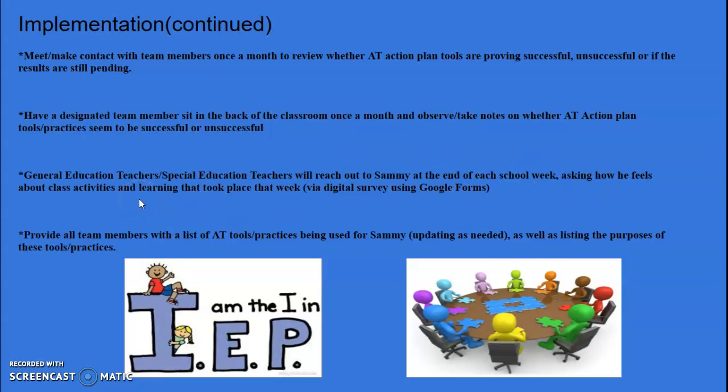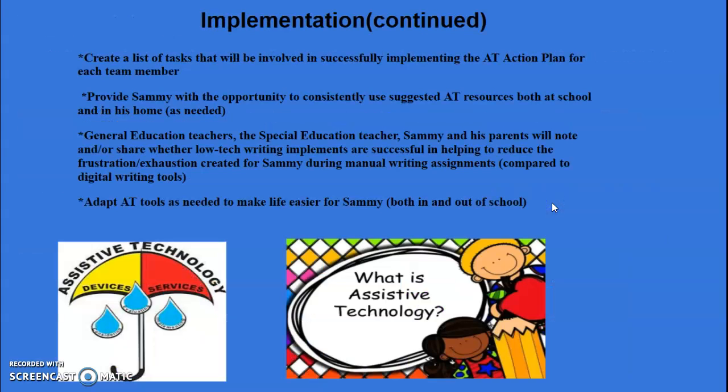We would also provide all team members with a list of assistive technology tools and practices being used for Sammy, updating these as needed, as well as listing the purposes of these tools and practices. Looking at more implementation steps, we would create a list of tasks that would be involved in successfully implementing the AT action plan for each team member.